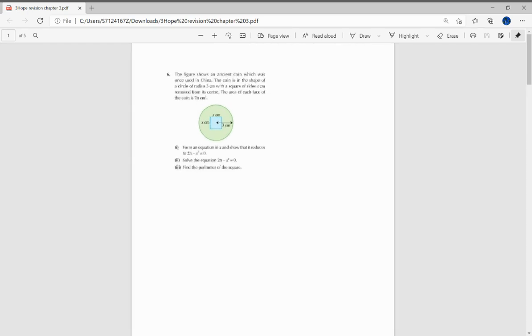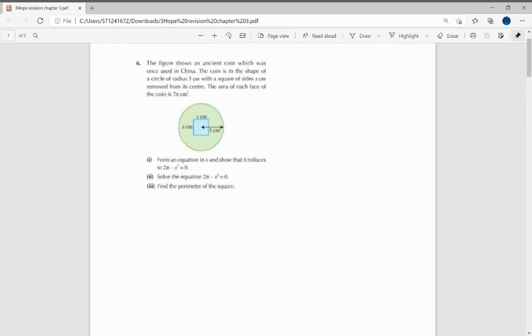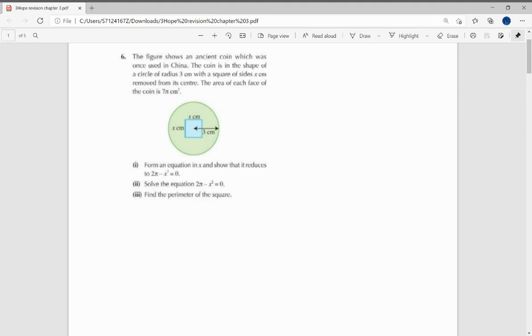A quick revision. For chapter 2, there's this question on the last part that we did not cover today, on how to solve problems using algebra. This is a typical exam question. All these questions are taken from your textbook.